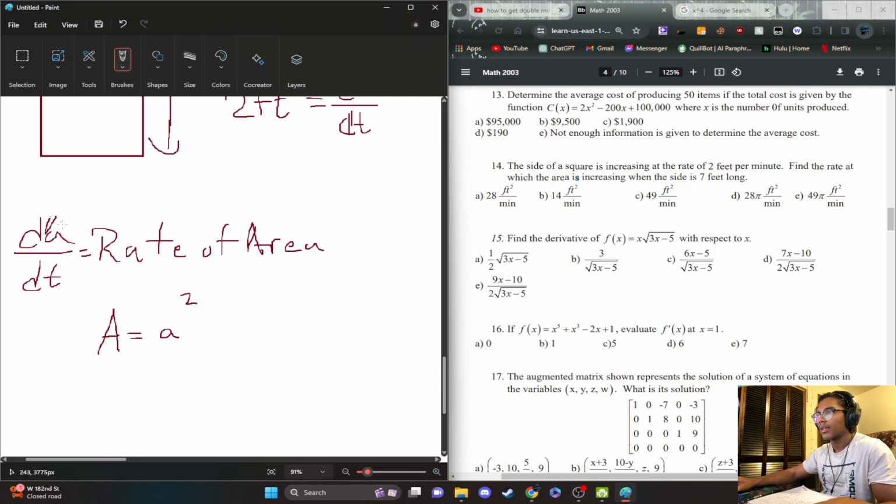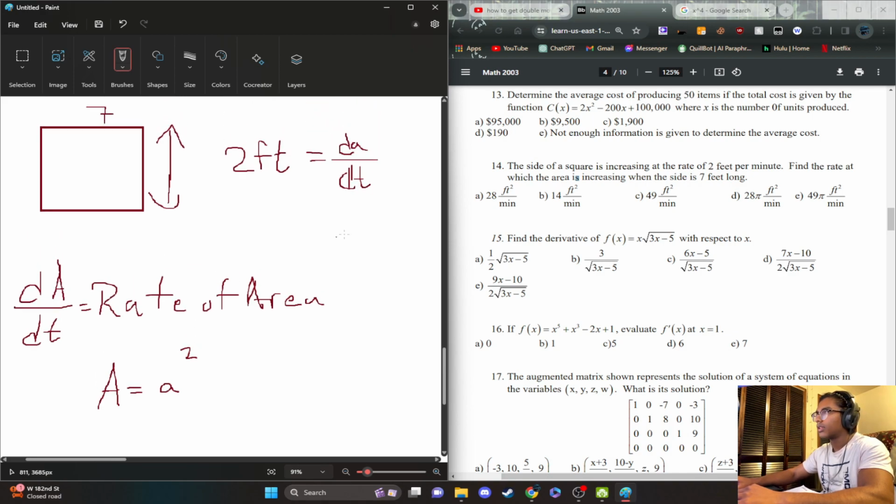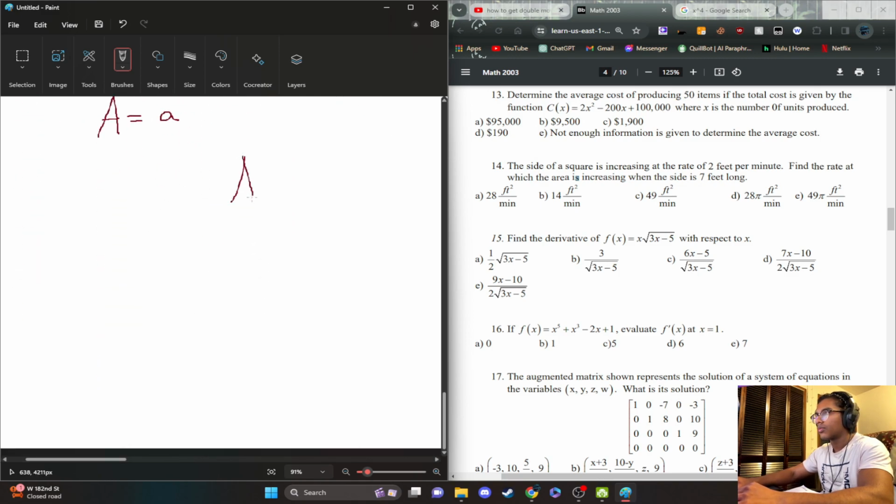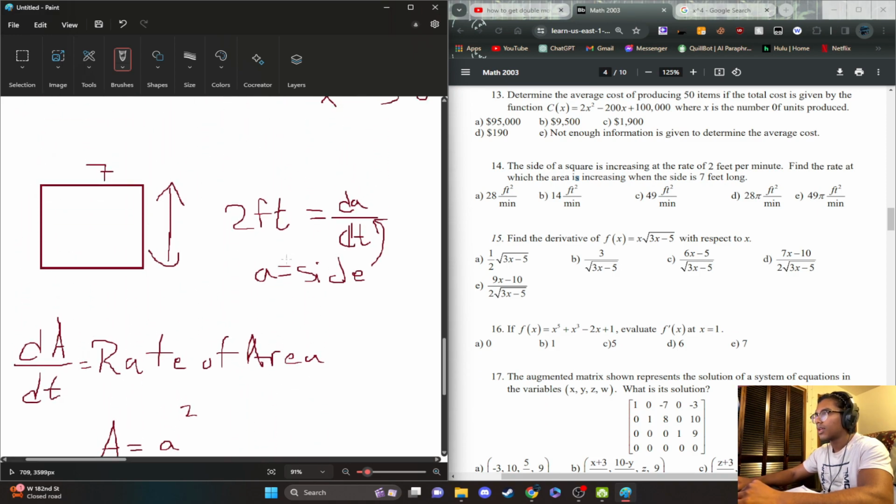They're asking right here for the big A, so let's erase this real quick. Over here, they're asking for the big A, the area. The small a stands for the sides. They're telling you the rate, which is for the sides. For this one, actually, I'm going to use a different letter. So let's use t squared instead of A. This is t, the sides. They're giving you dt over dA.